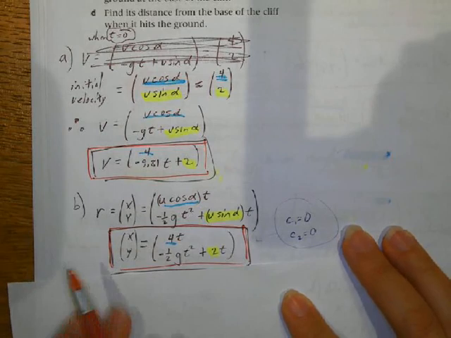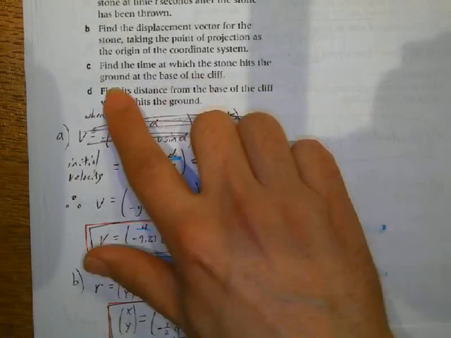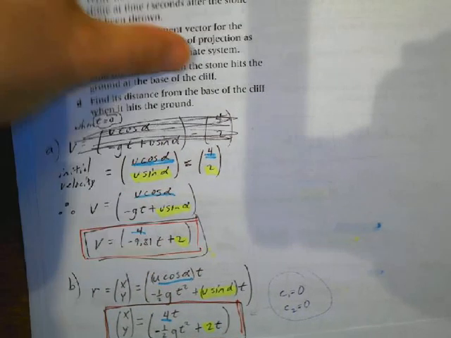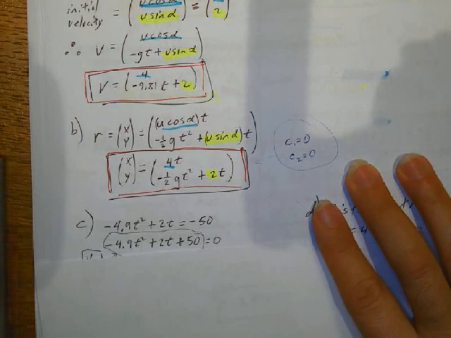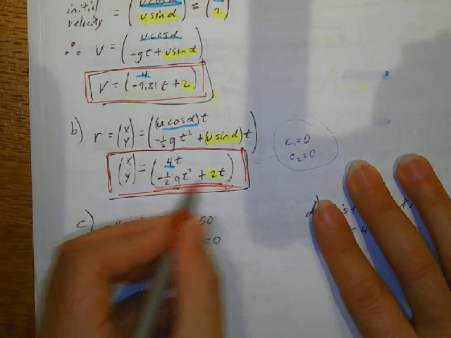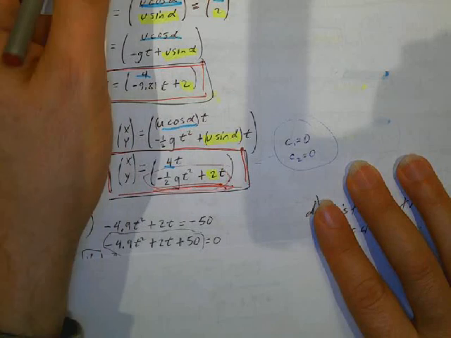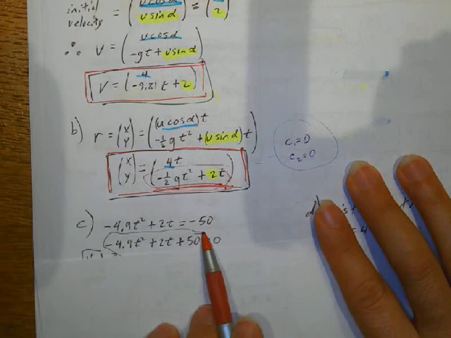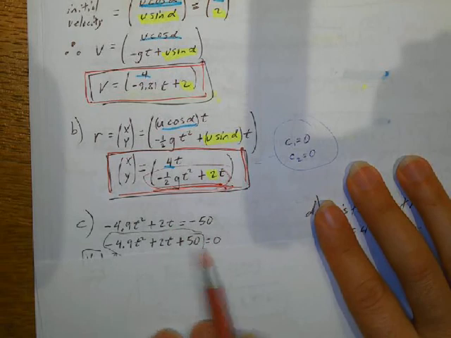Okay, question C. Find the time at which the stone hits the ground at the base of the cliff. So the stone's going to hit the ground at the base of the cliff when this is equal to 0, right? But we're starting off at 50 high, so that has to equal to below. It's going to fall 50 additional feet down. So if I add it to the other side, this is the equation I'm going to have, and we want that to be equal to 0.